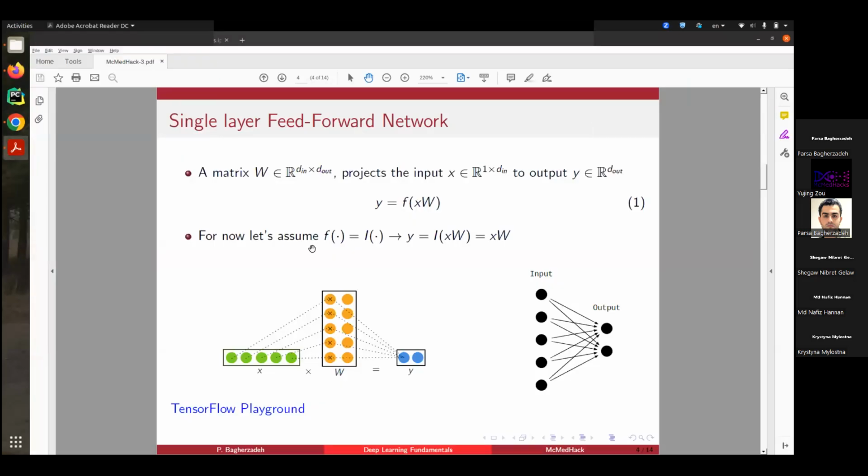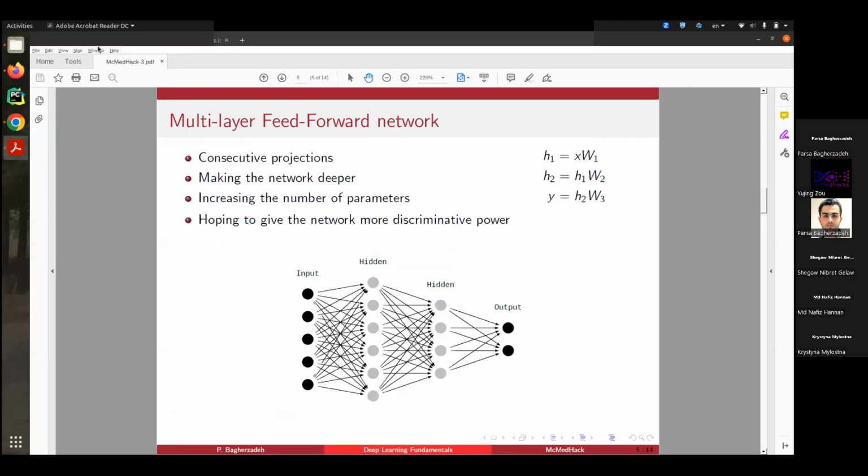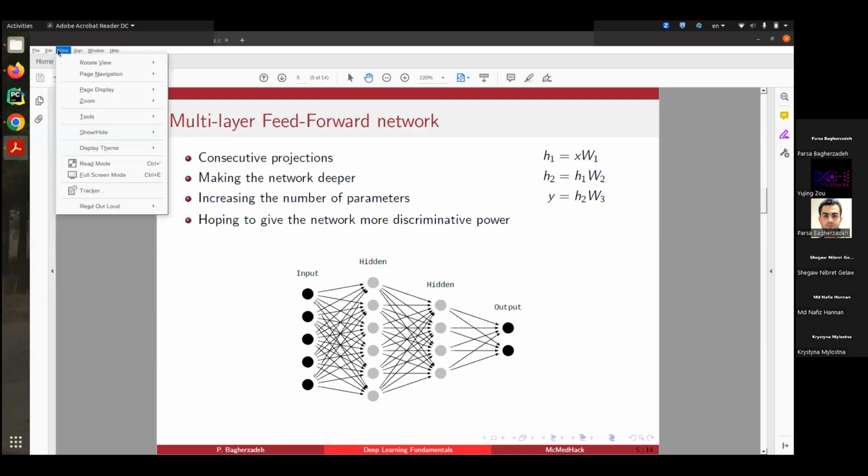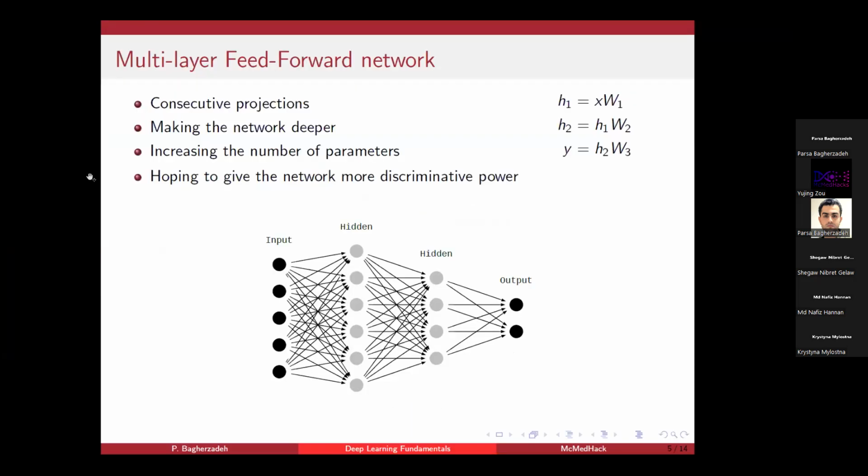Okay. So what is the solution? The solution can be found in changing the structure of a neural net. Instead of having one projection and a single layer network, we can increase the number of layers and have a multi-layer feed-forward network. When we are talking about this multi-layer feed-forward net, it means that instead of one projection, instead of one mapping, we have several mappings.